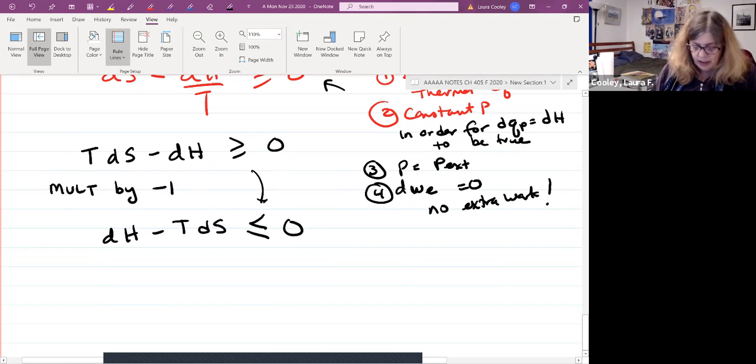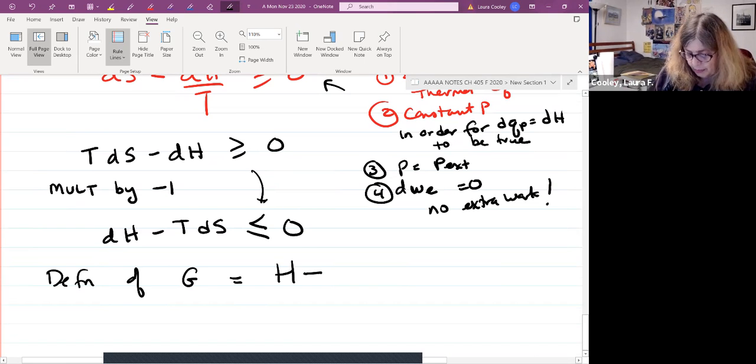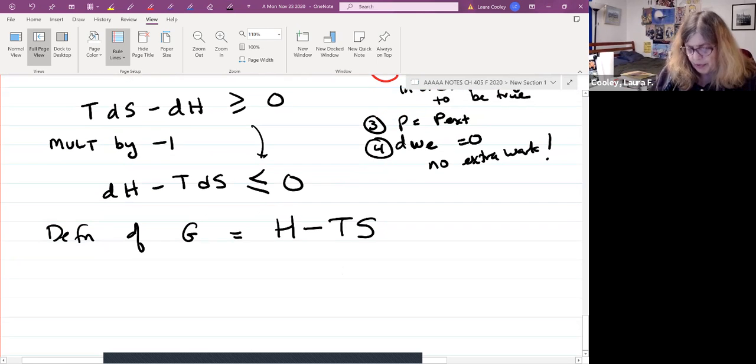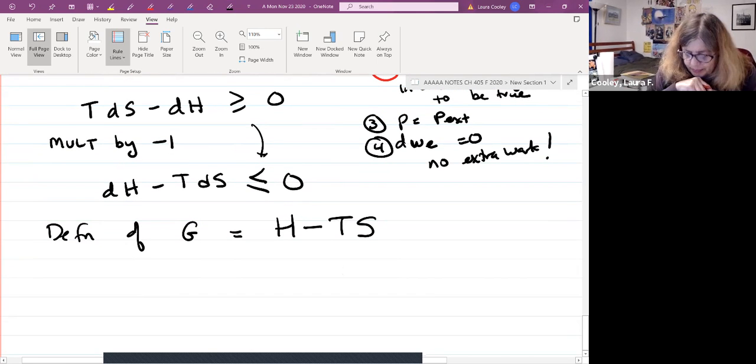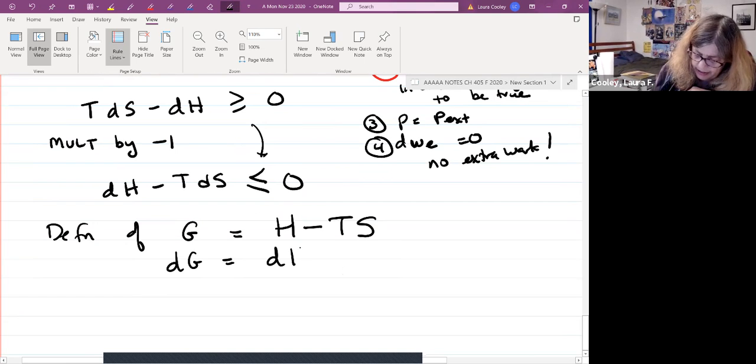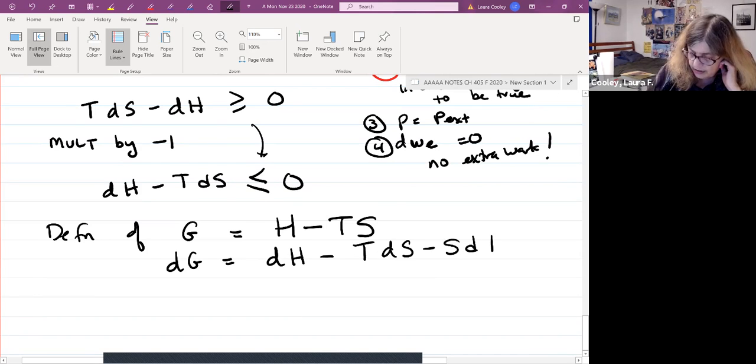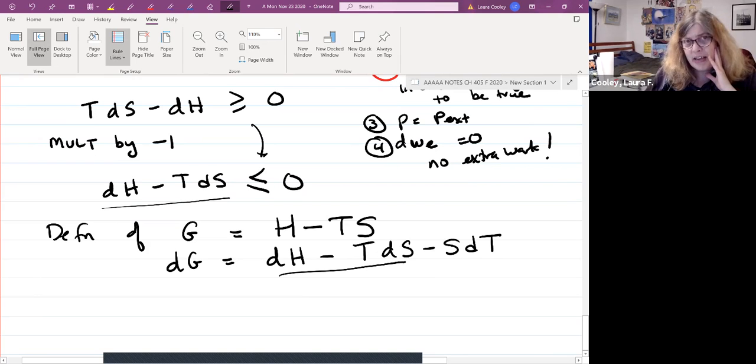And now I'm going to tell you the definition of the Gibbs free energy, which is the enthalpy minus the temperature times the entropy. So that means that DG would be DH minus, now I have to use the product rule. And I'm almost looking at this, right? But what condition can I make to get rid of this term here?